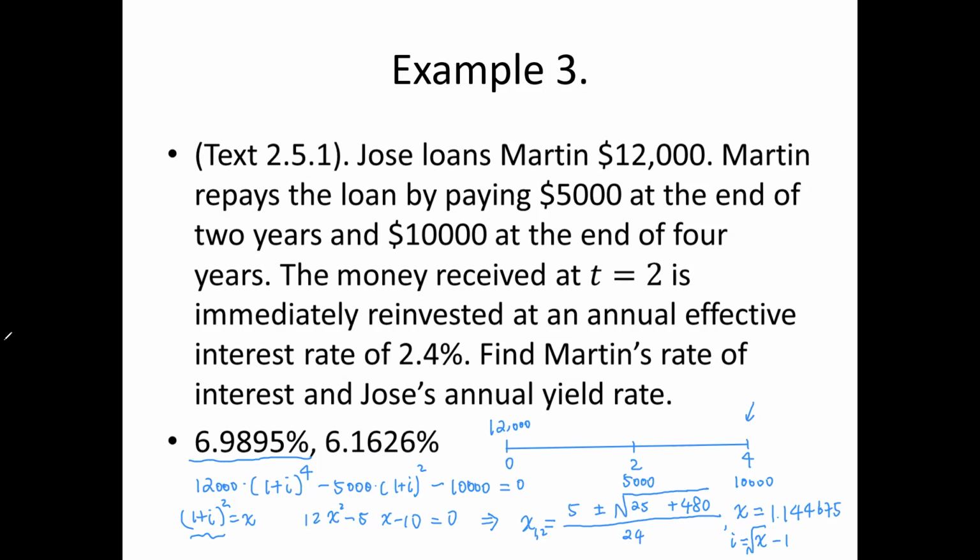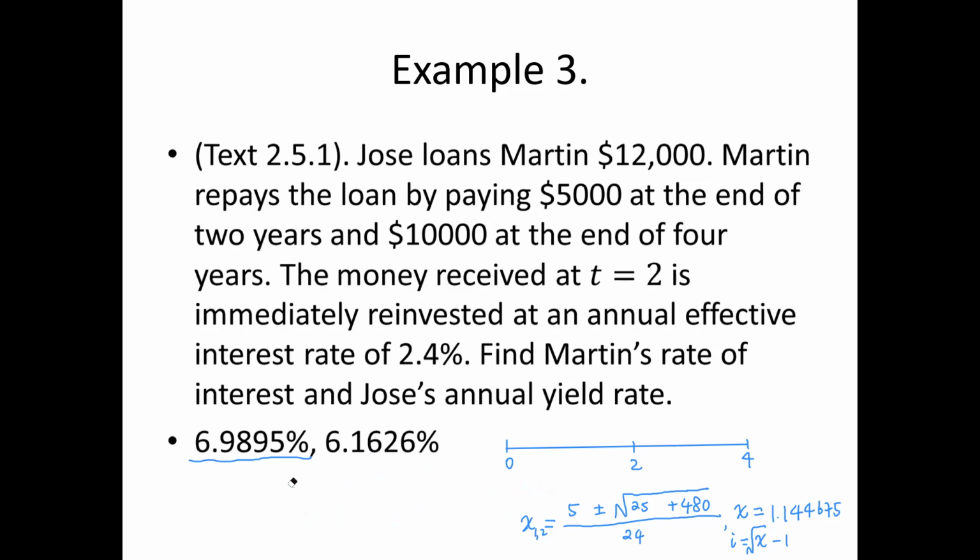Let's talk about Jose. All right, we can still use the timeline, but change some numbers. So at time 0, Jose lends $12,000. So let's put that on the bottom, $12,000. And I put the other on the top. I don't know why, but I feel like it. And then at the end of 2 years, Jose got $5,000.